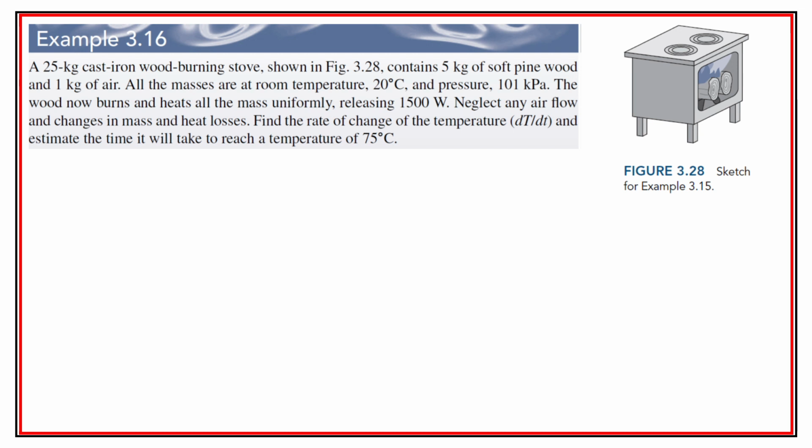A 25 kilogram cast iron wood burning stove, shown in figure 328, contains 5 kilograms of soft pine wood and 1 kilogram of air. I don't know how they know that, but it's okay. All the masses are at room temperature, 20 degrees Celsius, and pressure, 101 kilopascals.